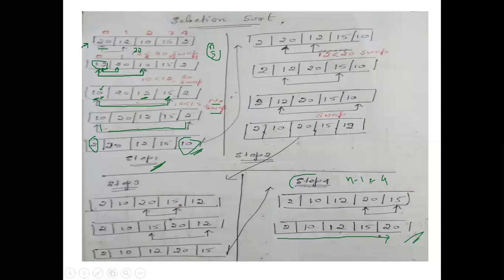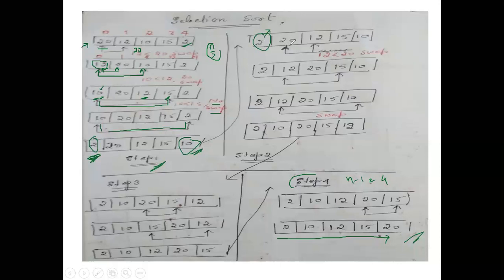When we end step 1, we can see we have placed the smallest element of the array. Which is the smallest element in the array? It is 2, correct? So 2, which is the smallest element in the array, we have placed in the first position when we complete step 1. So we are done with this part. We have already placed the smallest element in the first position, so don't touch that.